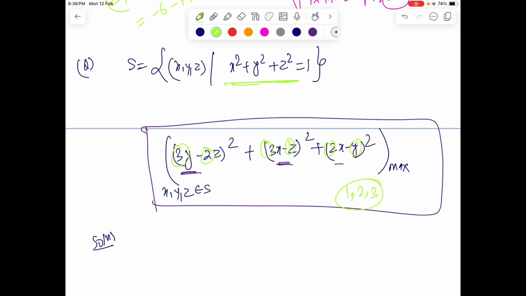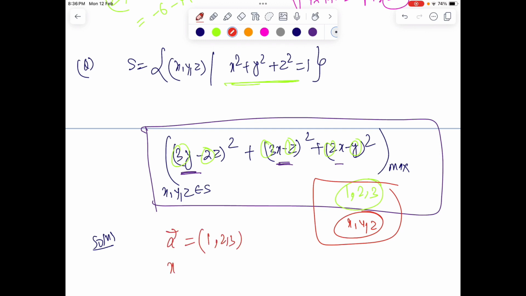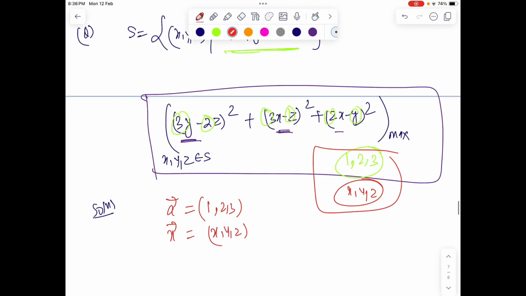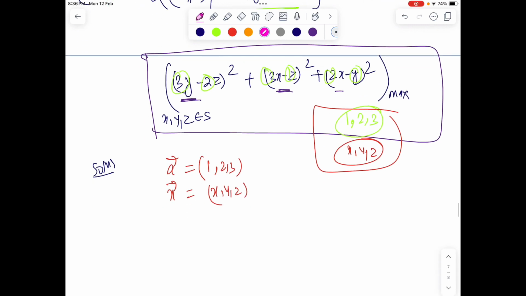Let me solve this. This solution is totally based on observation. You can see first we have 2, 3, 3, 1 coefficient and 2, 1. It means the coefficient vector is 1, 2, 3. Right? And clearly we can see the other vector as x, y, z. So now we have to do something with 1, 2, 3 and x, y, z. We have two choices. So let's say, if I define a as 1, 2, 3 and some x vector as x, y, z.